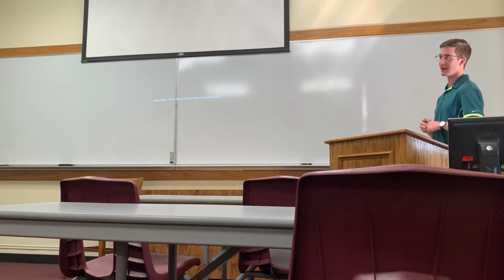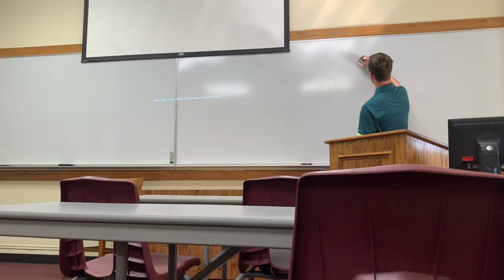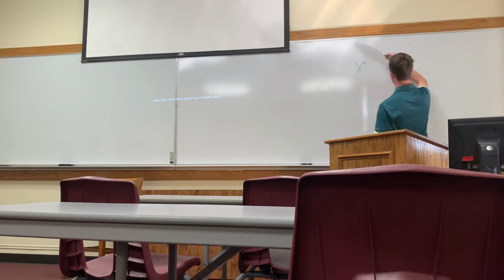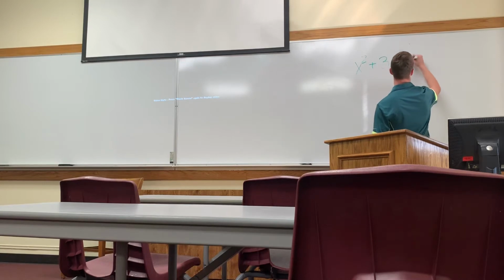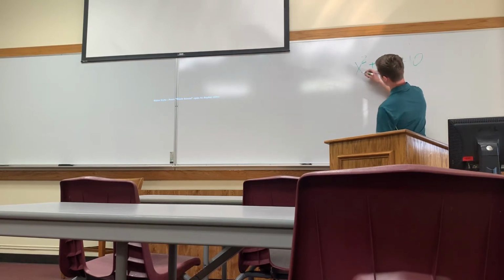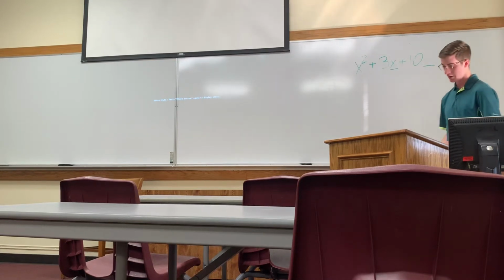So let's start out defining these terms. A quadratic polynomial can be defined as an equation that has three different terms. So this has three different terms. There's one that's x squared, and this is x, and this doesn't have anything beside the number.